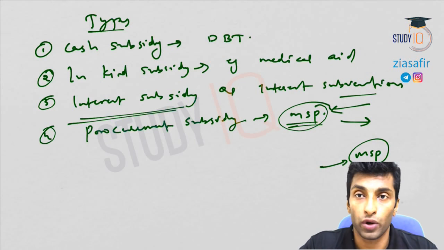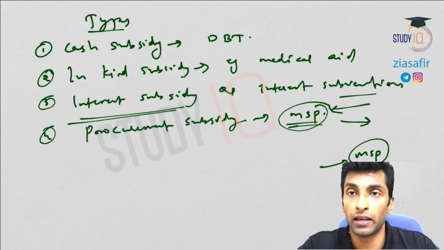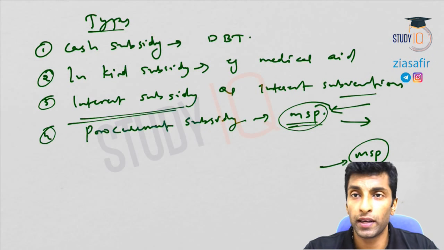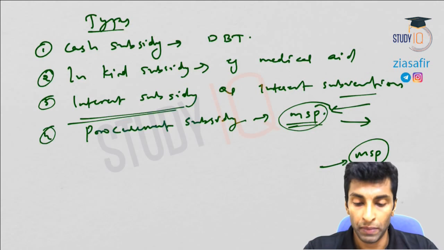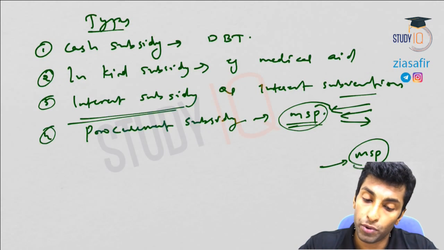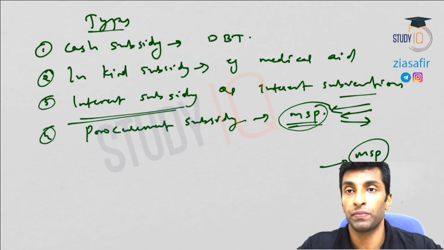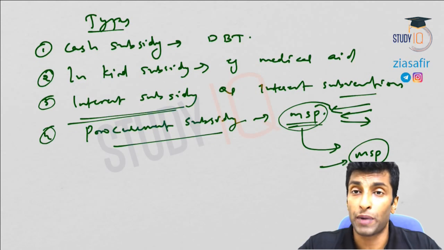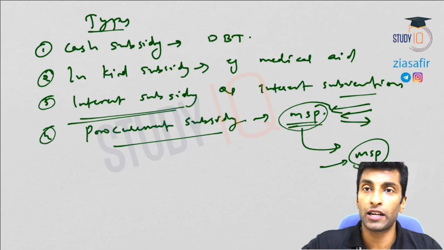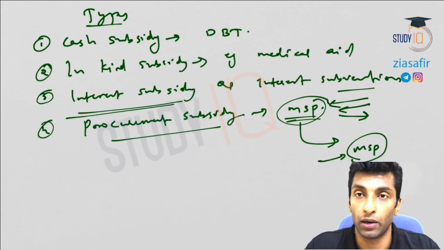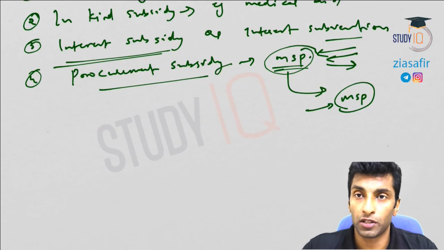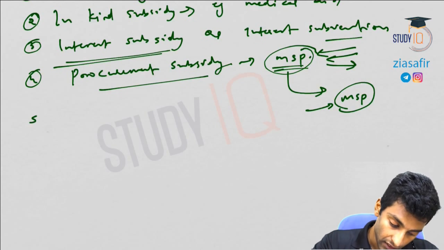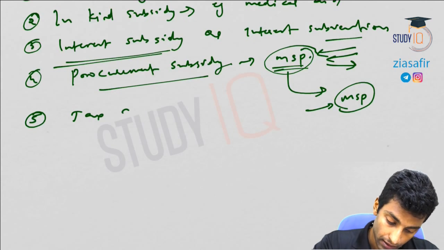But generally it won't happen, because when the government announces MSP, people will sell at this rate only. So in the market, the food grains will not be there, supply won't be there, and prices will automatically increase. So MSP will serve as a floor price. But theoretically, if you are procuring higher than the market price, then this is procurement subsidy. Otherwise, practically it is not possible. I'll explain that when we discuss MSP in detail. Then fifth, tax subsidies.